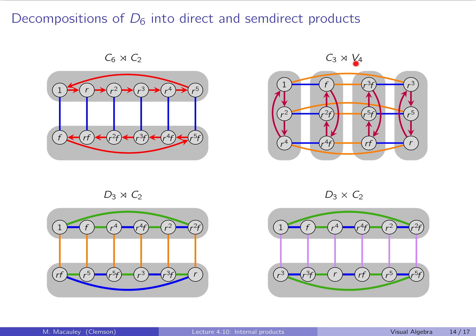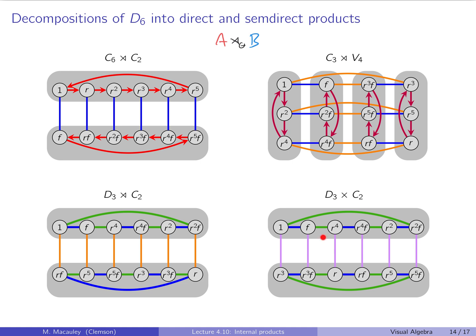C3 semidirect product V4. Remember our convention of A semidirect product B. So A is the one that gets rewired. B are the balloons. So here we have these V4 balloons, and we have rewired copies of C3 in here. Be really careful with how you label these nodes. I had several mistakes. They were not how I thought they would be when I first made this image.